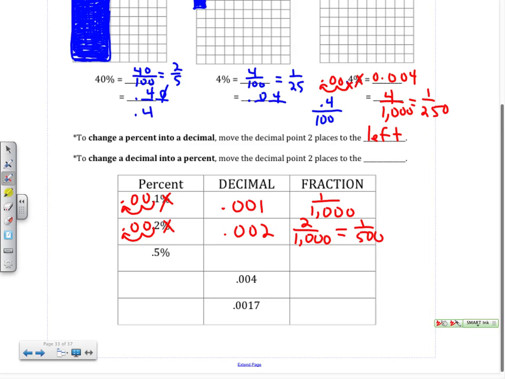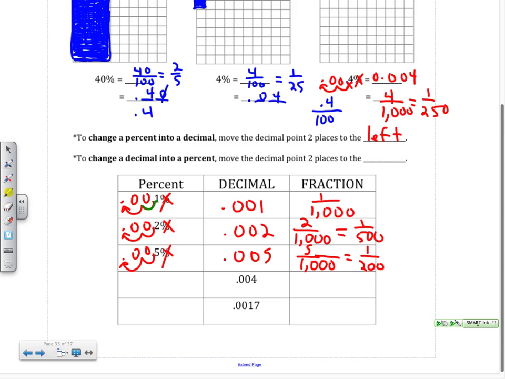Try it with 0.5%. Move your decimal to the left 2 places. Add a decimal point and 2 zeros. Drop the percent sign. So you get 5 thousandths. And then you can write that as a fraction. And now I can simplify it. 5 and 1,000 are divisible by 5, so you get 1/200ths.